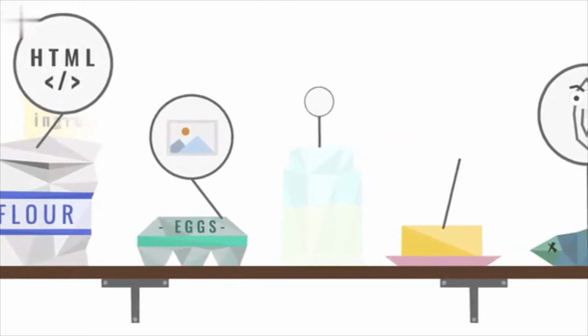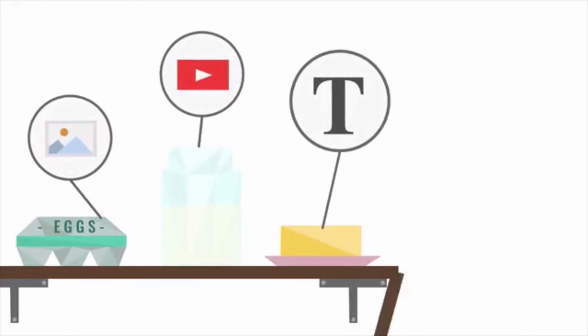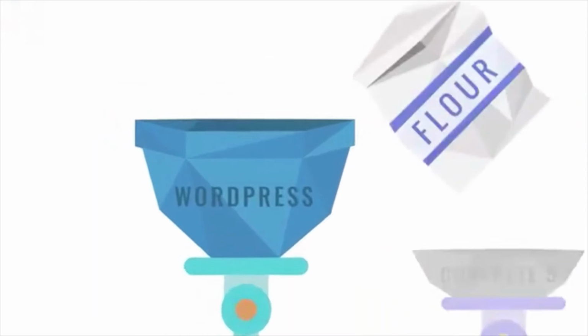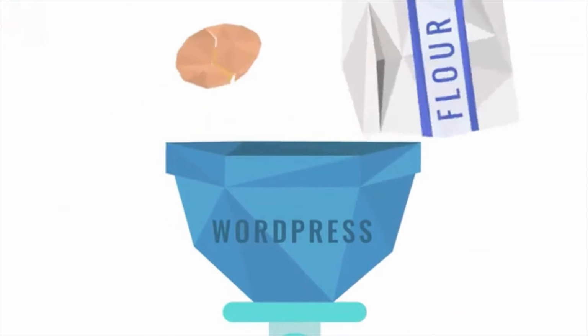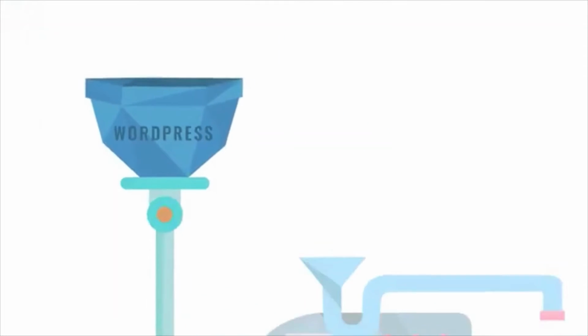Content includes images, videos, and text. No one likes bad ingredients. Content is king. Once you've collected your ingredients, it's time to pick a mixing bowl. The Content Management System, or CMS, is where we combine all of our ingredients.